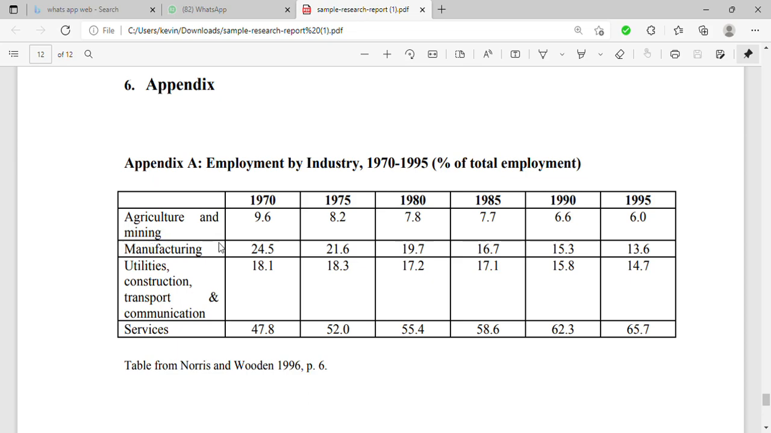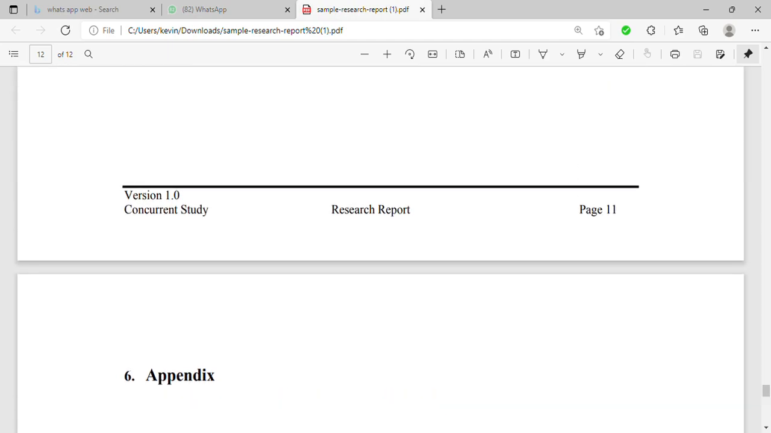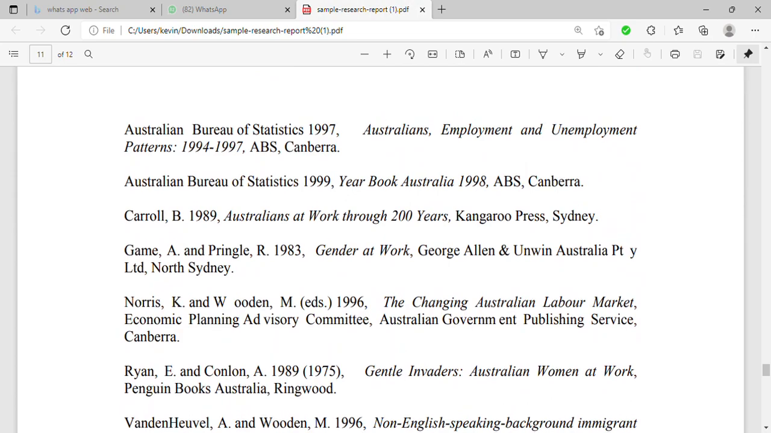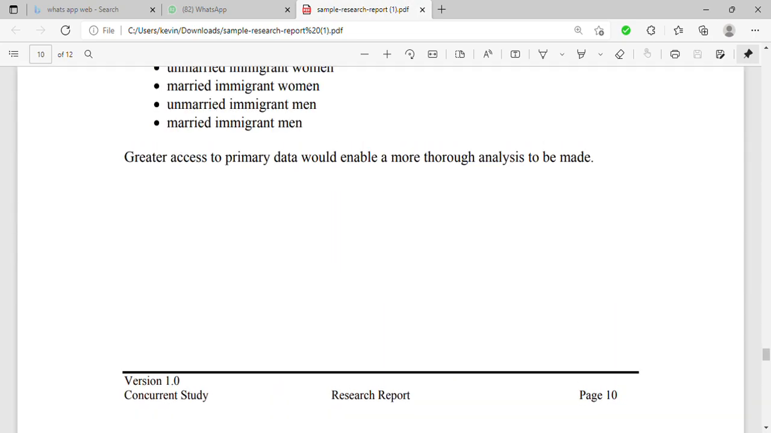Agriculture and mining with the employment rates. In 1970 it was 9.6%, 1975 it was 8.2, 1980 7.8 and all that. For manufacturing with also the employment rates and all that. So this is the appendix that was attached to the research report. An attachment to the research report is what we call the appendix. So this was an example of the research report.